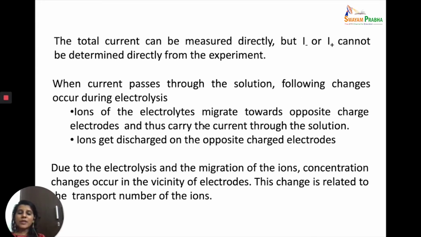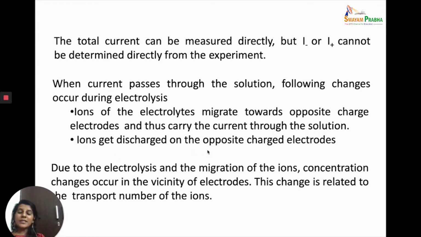The ions of the electrolyte migrate towards oppositely charged electrodes, that is, anions towards the anode, cations towards the cathode. What do we know about anions? They are negatively charged and they will move towards the anode, which is positively charged. Cations, which are positively charged, will move towards the cathode, which is negatively charged. And when they move, they carry the current through the solution.